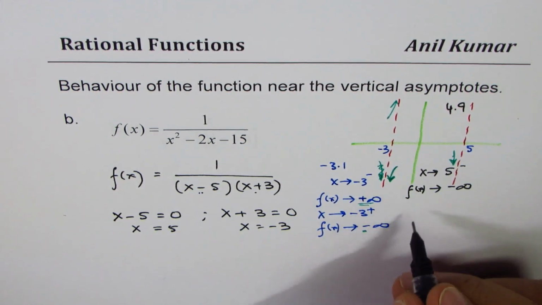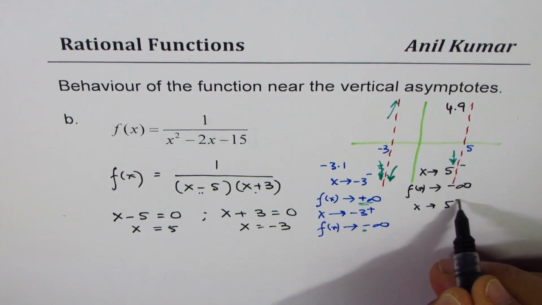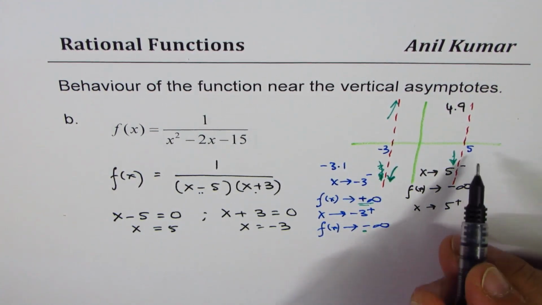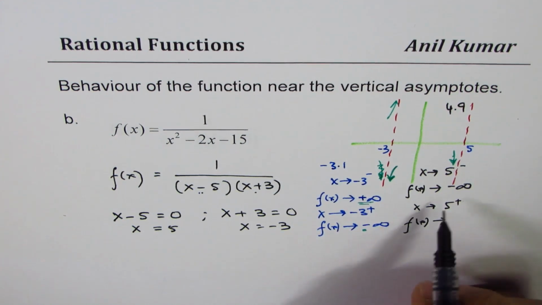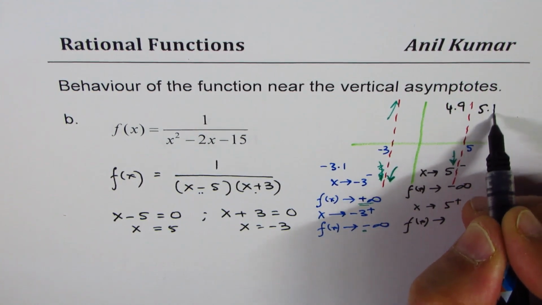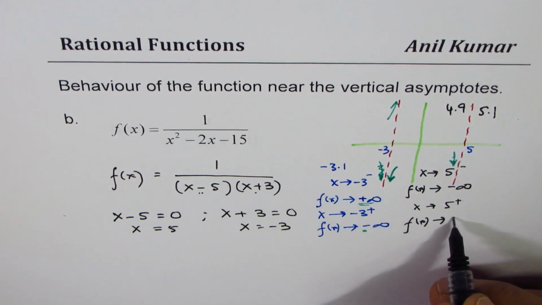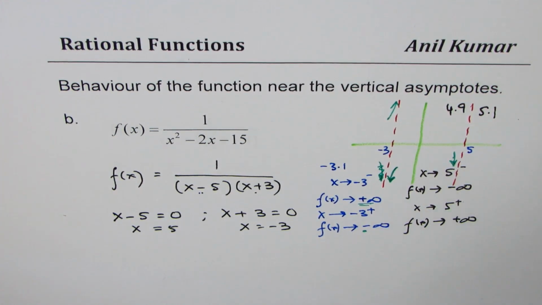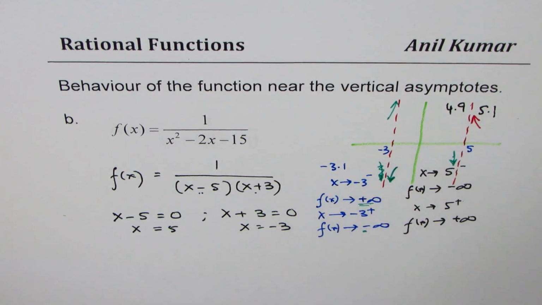Now if I substitute a value more than 5, let's say 5 plus, that means we are approaching from the right side. f of x will be what? Let's take a value which is 5.1. You can actually calculate. Both are positive, so we get positive infinity. So in this case, the graph will be approaching positive infinity when you approach from the right side.